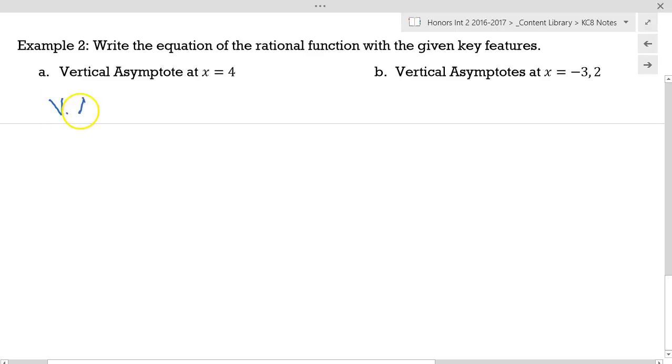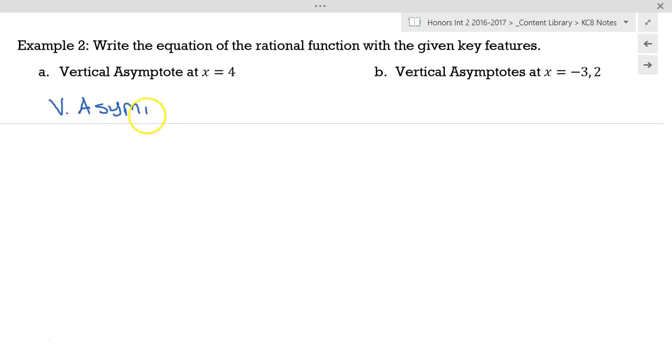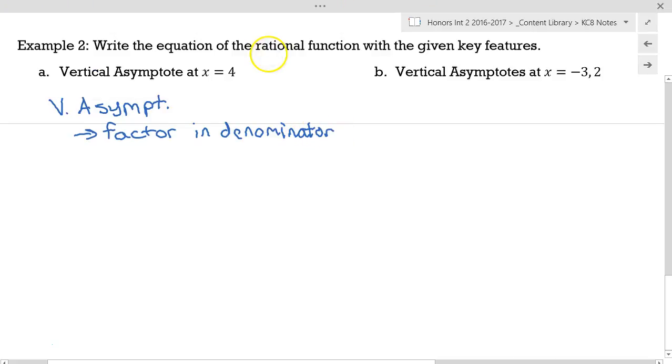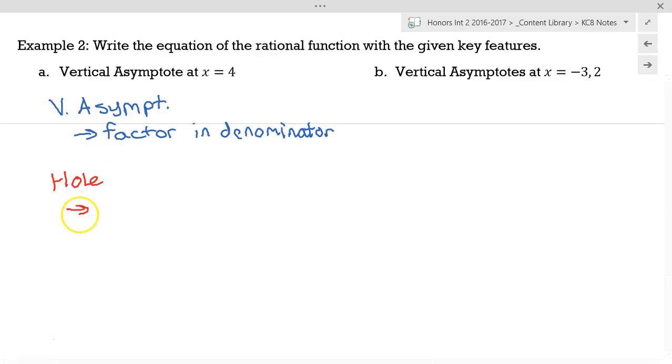So if it's a vertical asymptote, the factor goes in the denominator. If it's a hole, the factor goes in both, both the numerator and the denominator.